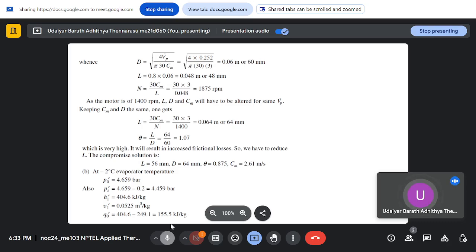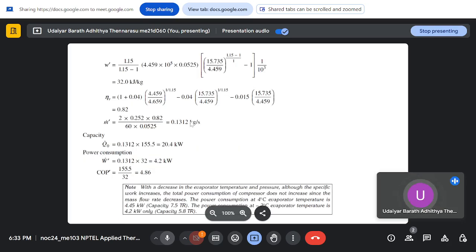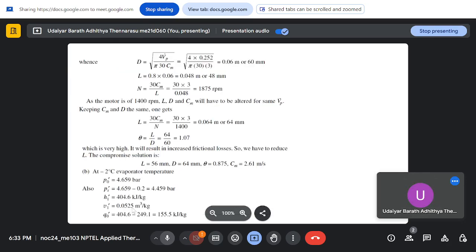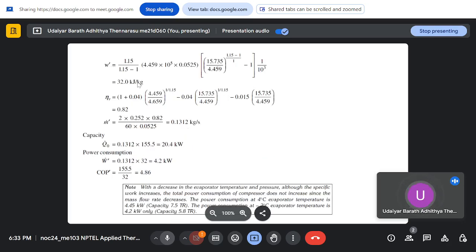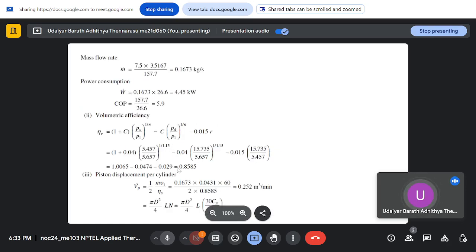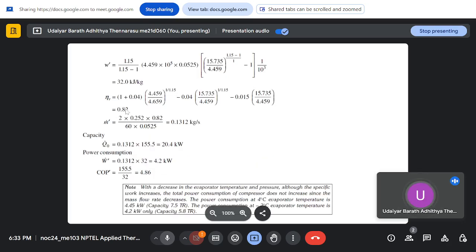Similarly, next, if the evaporator temperature is reduced from 4 degrees Celsius to -2, the process remains the same. If we follow the same process, we find the specific refrigerating effect is 155.5 and the specific work is 32 kilojoule per kg, and your volumetric efficiency is 0.82. In the previous case it was 0.85, and it has reduced to 0.82. So this is what we saw: increasing the pressure ratio reduces your volumetric efficiency, and m dot is 0.1312 kg per second.